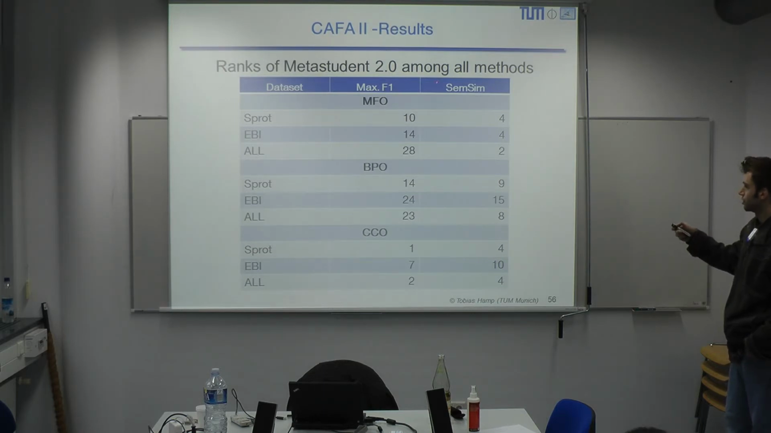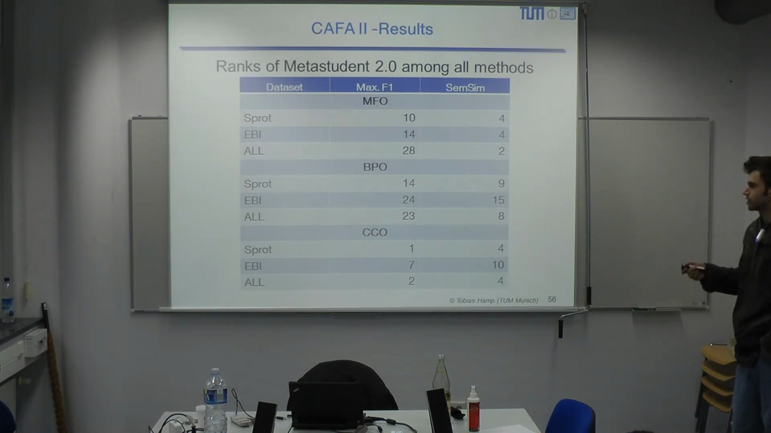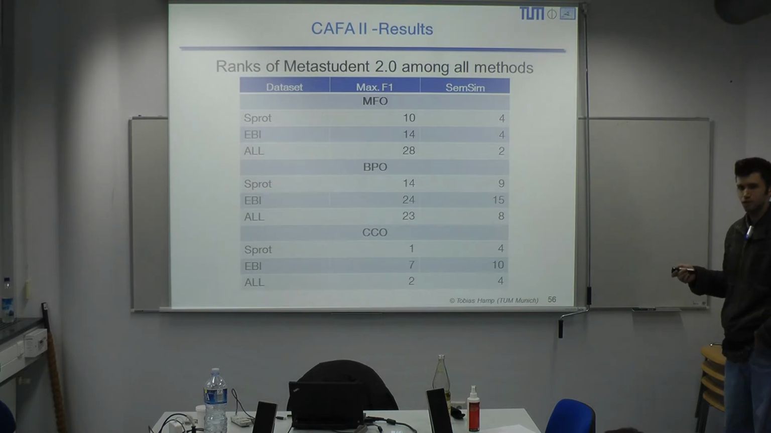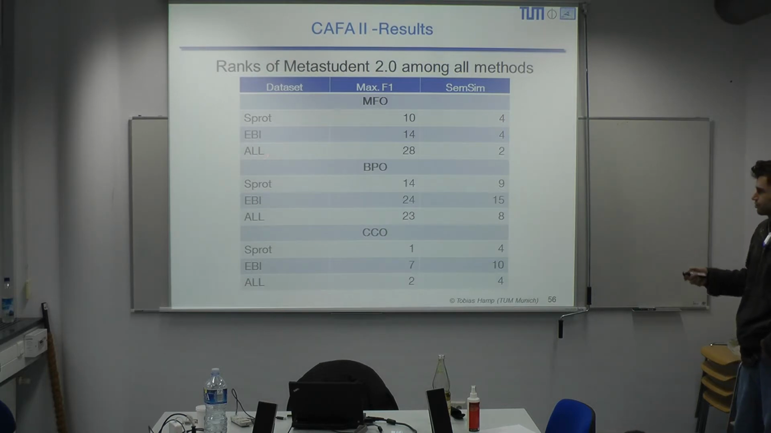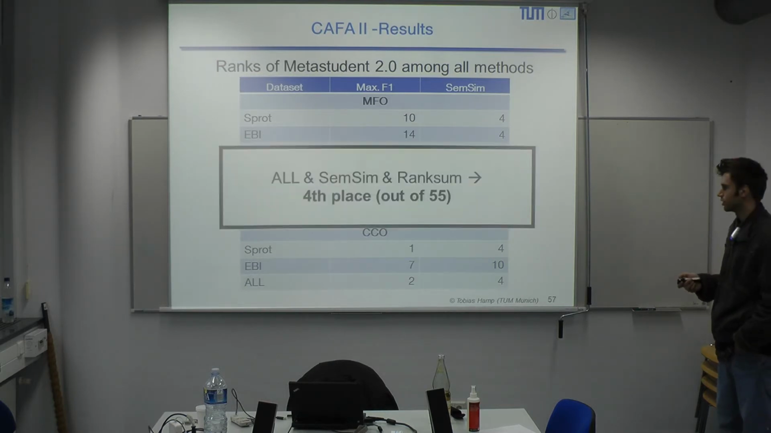And for this allegedly improved measure that I explained, which corrects for these issues, our rankings generally go up, which is again a very good sign. And if you would, for example, look only at the methods that made predictions for all ontologies, look at all the targets that could be predicted, and then calculate a rank sum and compare this to other methods, we would end up at 4th place out of 55, which is again quite a nice result.